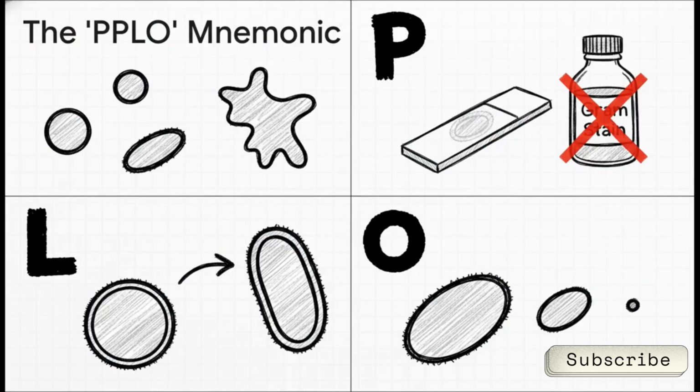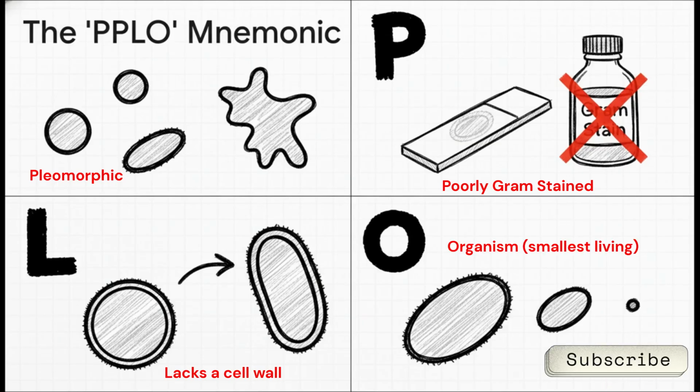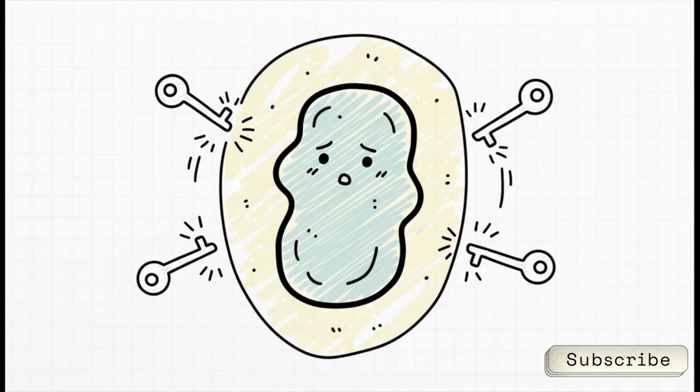To make this super easy to remember, we can actually use that old name, PPLO, as a perfect mnemonic. The first P is for pleomorphic. Because it has no rigid cell wall, it can be all sorts of shapes. The second P is for poorly gram staining. Again, no cell wall means the gram stain just doesn't work. L is for lacks a cell wall, this is the big one, the most important point, and O is for organism, as in the smallest free-living one. PPLO. Got it? Good.